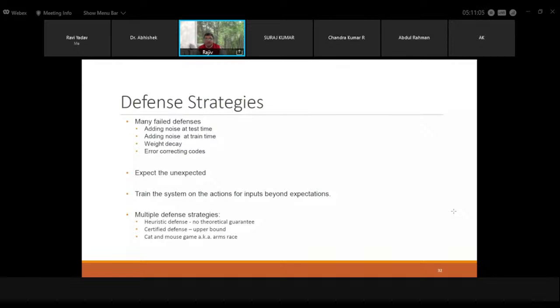So for defense strategies, first of all, we have to understand and we have to expect that there will be problems. There will be failures. And the failures would be because of something that we have not taken into account. In quotes, expect the unexpected. So if your algorithm, if your system is ready to expect the unexpected and then handle it also.